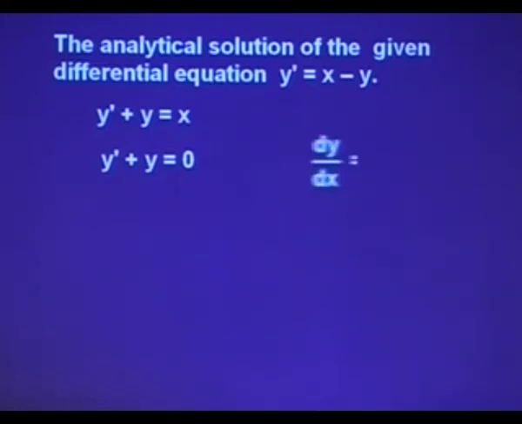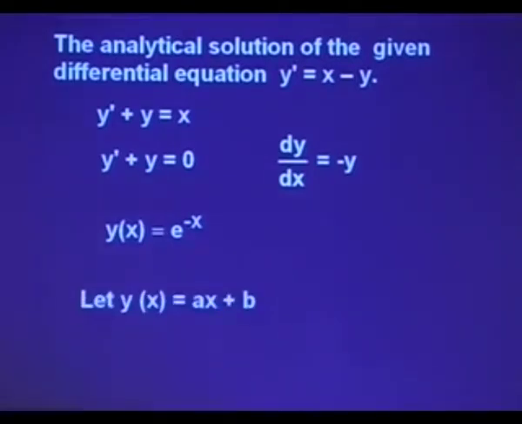We could write this, I think you do remember, as dy over dx is equal to minus y, and we do know the solution of this equation is e to the power minus x. So the general solution would be c times e to the power minus x. Now, we have to actually find the solution of this equation, not this one. How we are going to do it is, now we will assume one more function, let us say ax plus b.